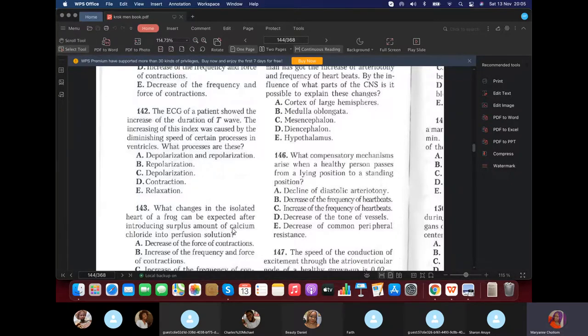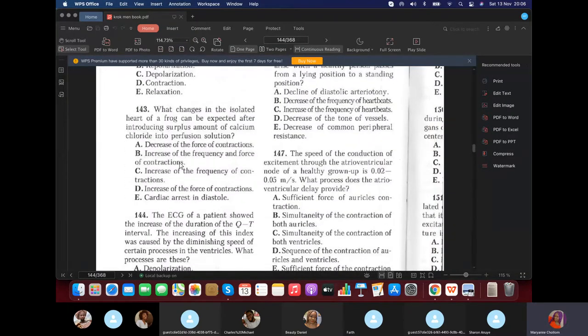But to just explain the question, what they're telling us is that there was increased duration of the T wave. If they say there's increased duration, it means that the repolarization is taking time to complete. You understand? So that's why they say diminishing speed of what? Diminishing, that means the repolarization of the ventricle is taking time. So that's why there's increased duration of the T wave. Of course, there's the normal duration of the T wave. You get it? Good.